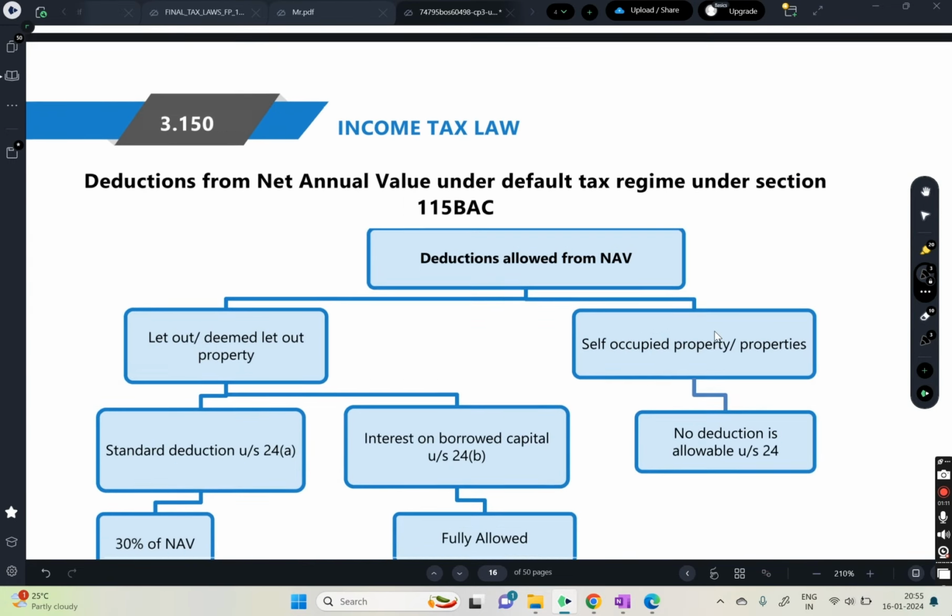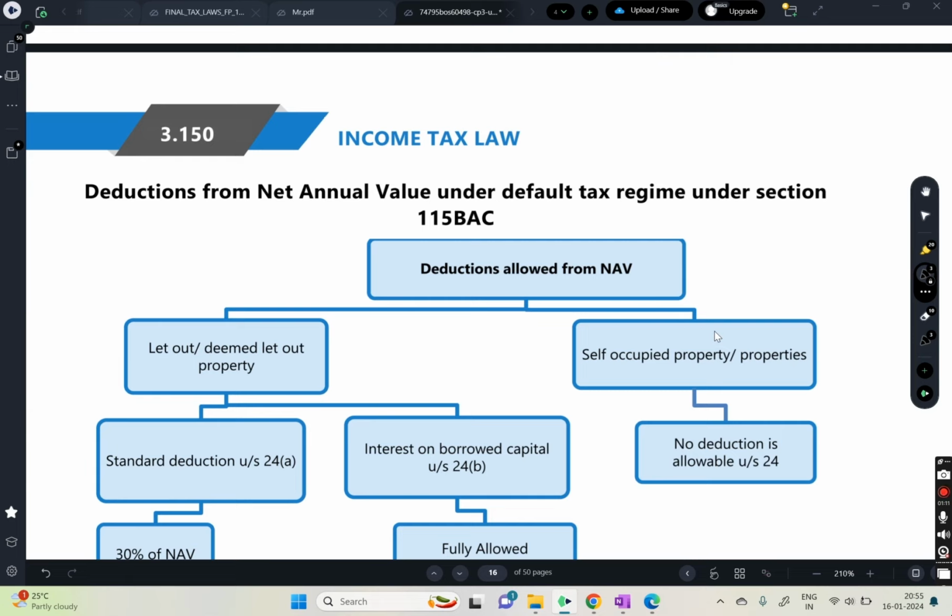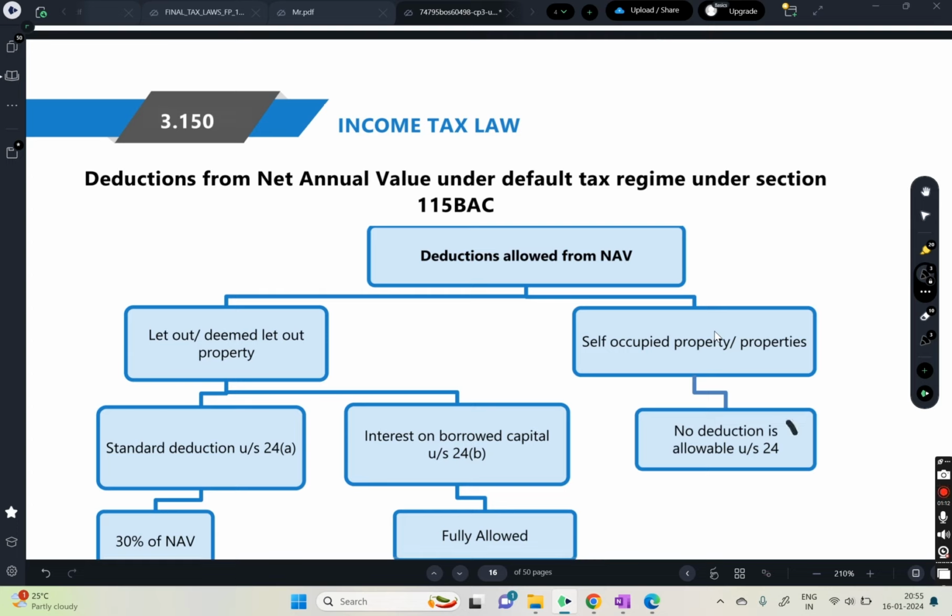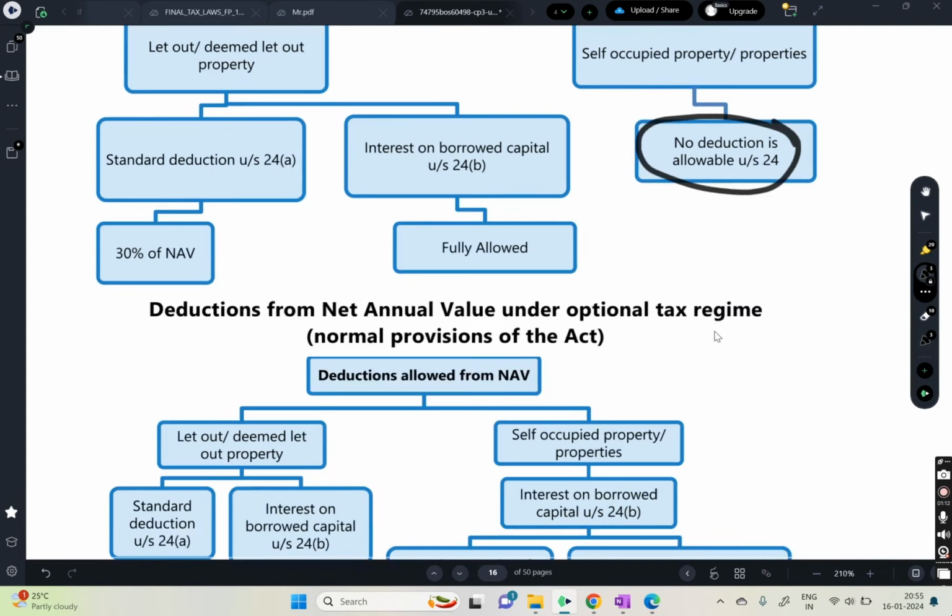So there is something called 115BAC. Normally, the slabs are there: 2,50,000 up to nil, then 2,50,000 to 5 lakhs, some rate will be there, and 5 lakh to 10 lakh, some rate will be there. But if you apply for 115BAC, separate rates are applicable. If you are choosing 115BAC, then no deductions will be applicable for the self-occupied property. Again, that 115BAC will be discussed later.